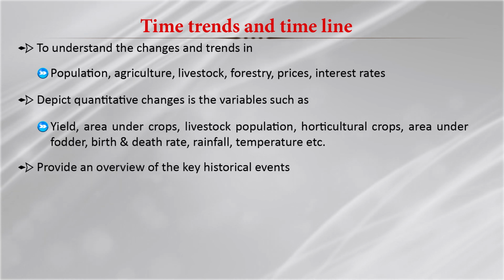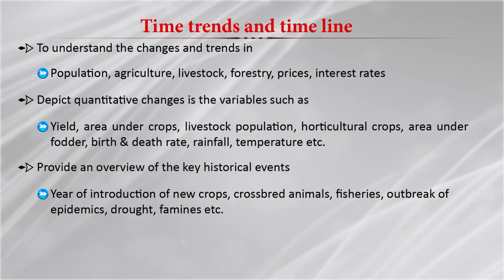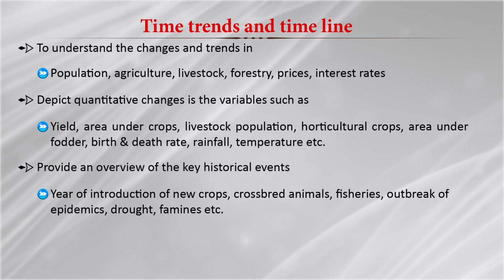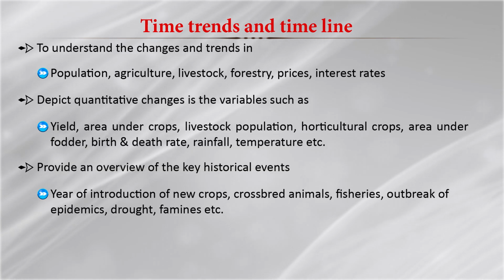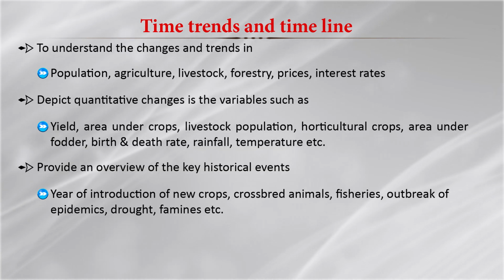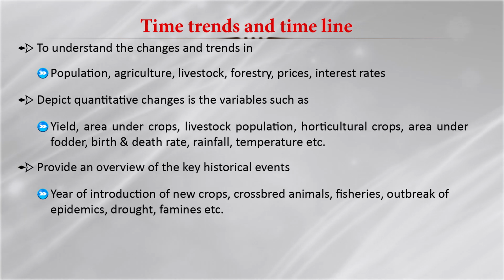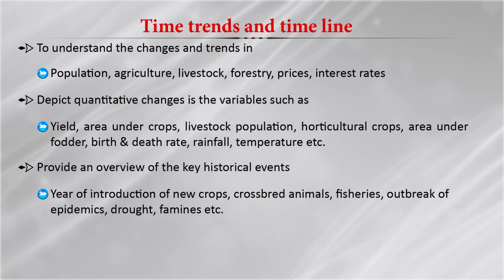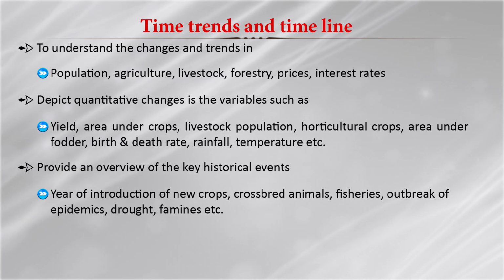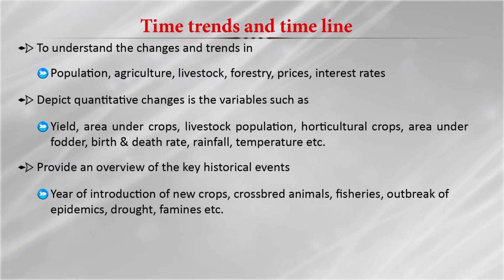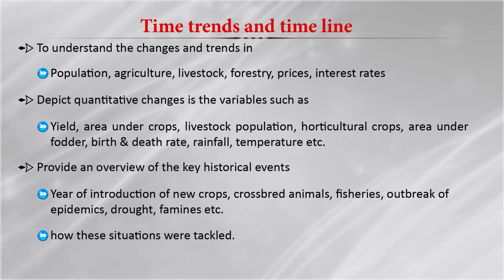Basically, we can collect information on the year of introduction of a new crop, when crossbred animals were introduced in the village, when fisheries activities started, and when epidemics broke out, or when there was a drought or famine. All this historical information we can also collect using this technique. And how these situations were tackled is also very important information.